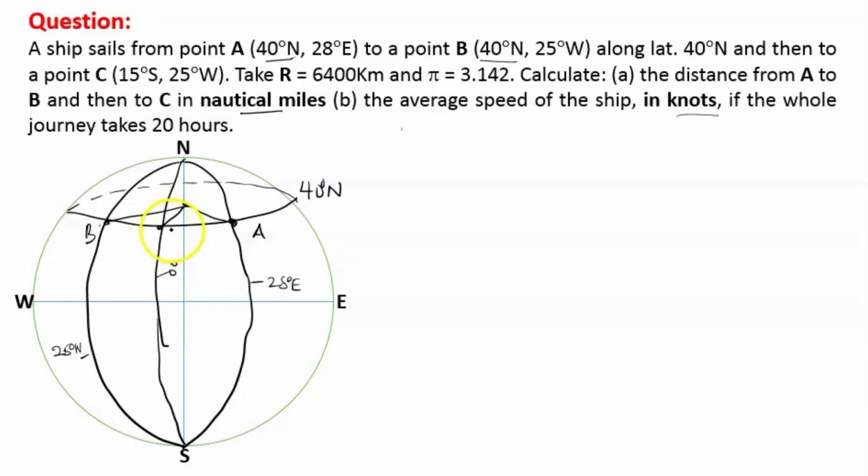All right, then the question gave us another point C, which is 15 degrees towards the southern hemisphere. Okay, I have 15 degrees south. And I can see 25 degrees west, which is the same as the 25 degrees west that we have here. So this is the point of intersection. So this is point C.